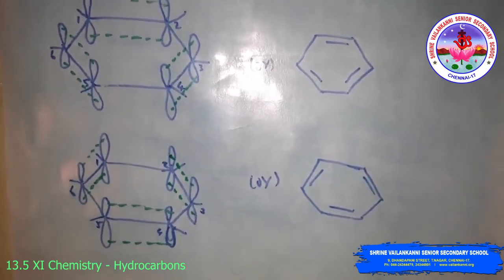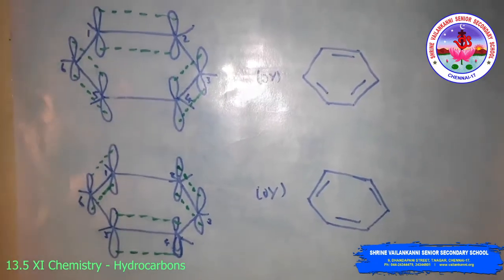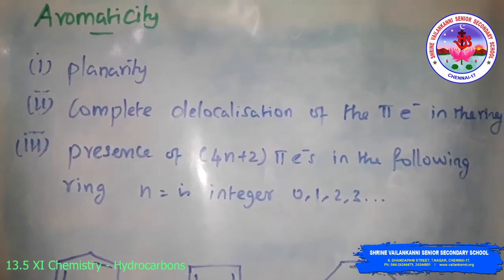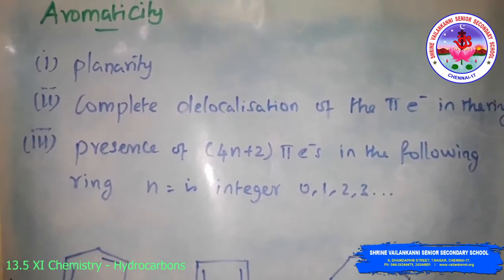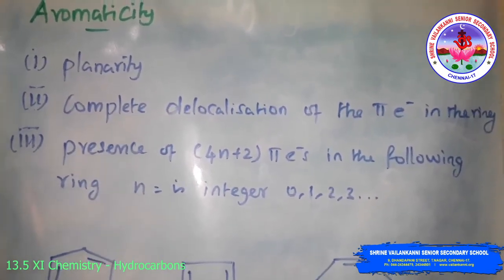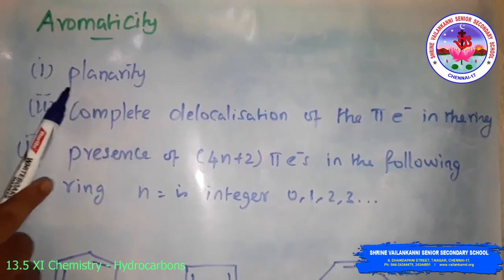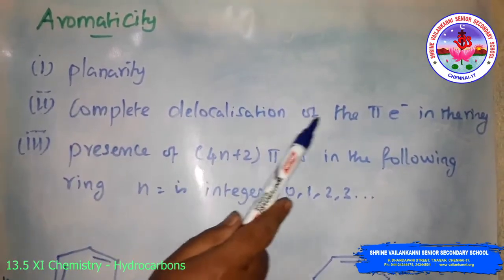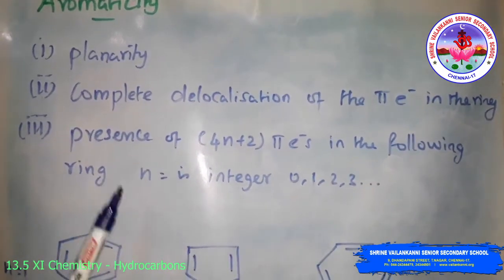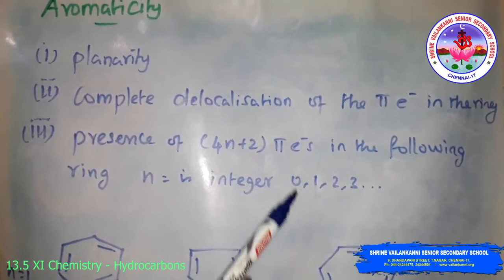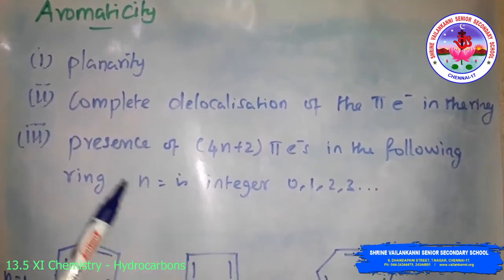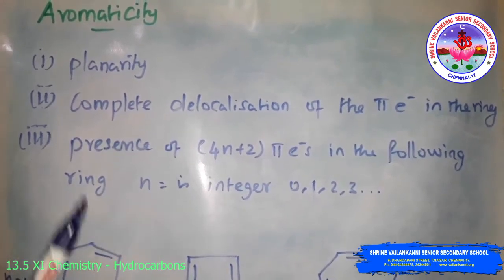Okay. And then next is aromaticity. Benzene was considered the parent aromatic compound. Now the name is applied to all ring systems, whether or not they have the benzene ring. They possess the following characteristics: first, planarity; second, complete delocalization of pi electrons in the ring; third, the presence of 4n plus 2 pi electrons in the ring, where n is an integer. It can be 0, 1, 2, 3, whatever it is. So this is the 4n plus 2 rule, which is often referred to as Hückel's rule.